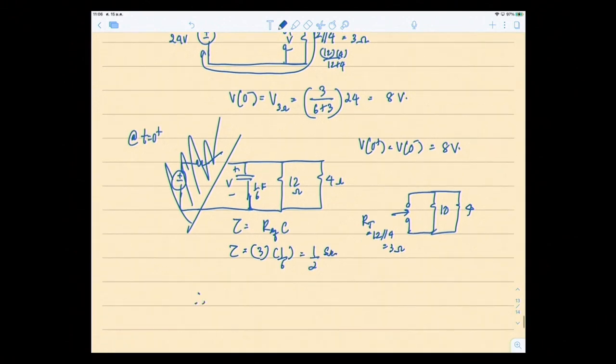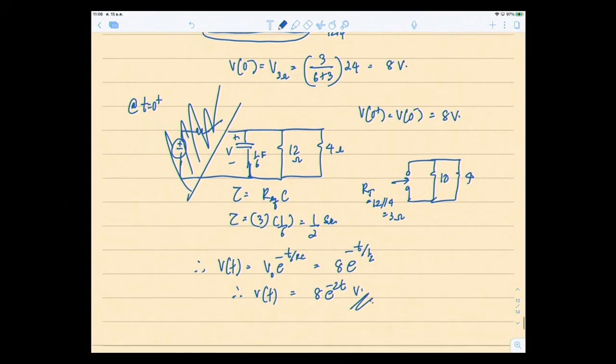So your answer, V of t, the capacitor voltage, is V naught e to the minus t over RC. V naught is 8, e to the minus t over a half. Therefore, your V of t is equal to 8 e to the minus 2t volts. Finished.